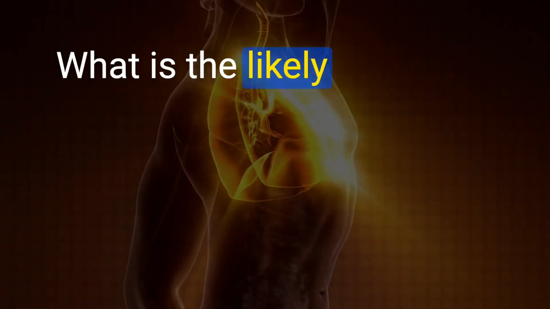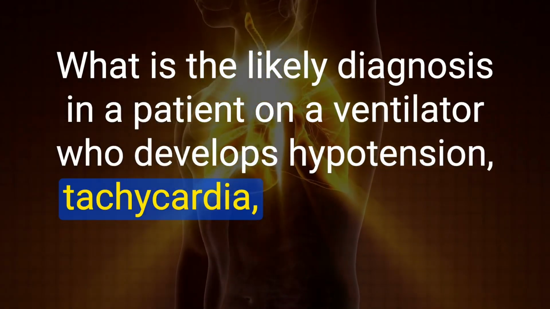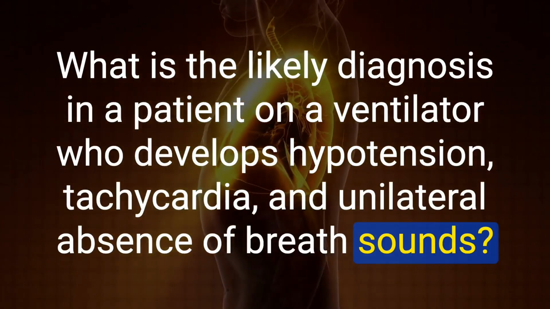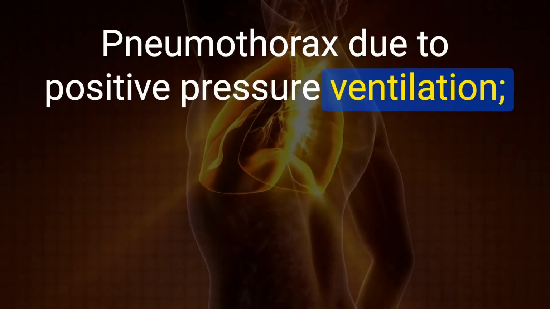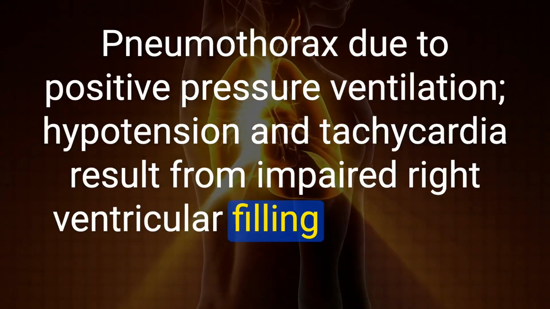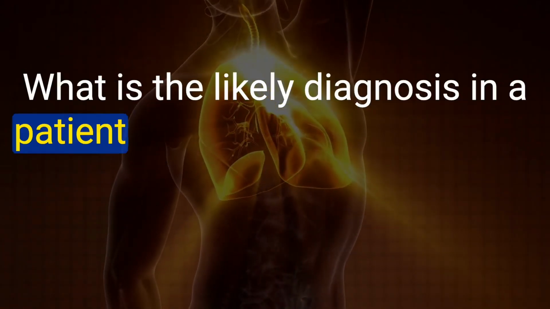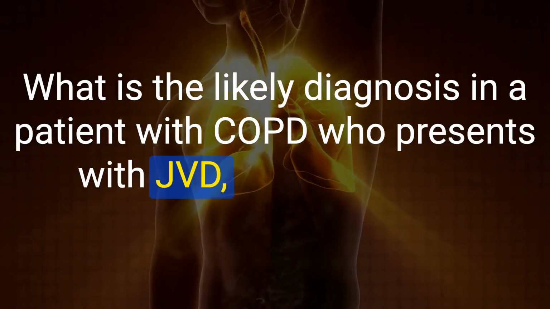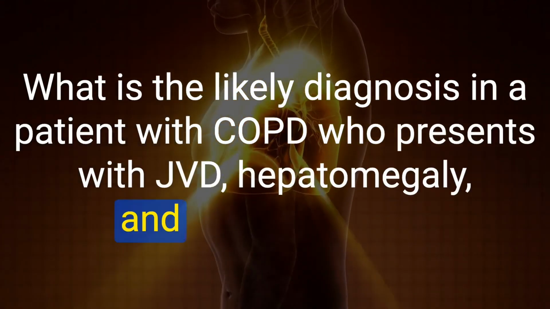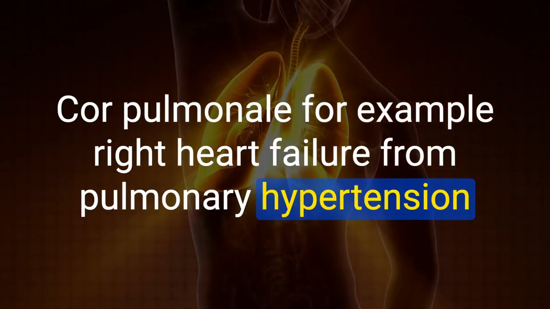29. What is the likely diagnosis in a patient on a ventilator who develops hypotension, tachycardia, and unilateral absence of breath sounds? Pneumothorax due to positive pressure ventilation. Hypotension and tachycardia result from impaired right ventricular filling secondary to compression of the IVC. 30. What is the likely diagnosis in a patient with COPD who presents with JVD, hepatomegaly, and pitting edema? Cor pulmonale, for example, right heart failure from pulmonary hypertension.